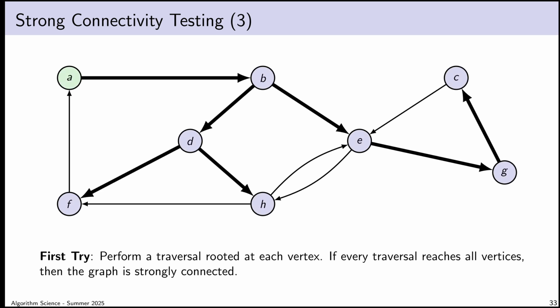Okay, so there's a traversal rooted at vertex A. It reaches everything. There's a traversal rooted at vertex B. It also reaches everything. And just hold up a minute. Notice that these two traversals are really, really similar.